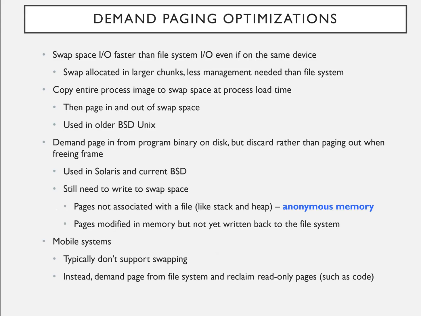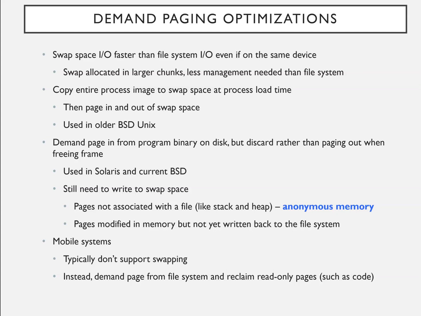So, how can we improve demand paging optimization? How can we make optimizations on it? Well, if we use specialized swap space I/O instead of normal system I/O, it can be faster. Basically, it allows you to allocate larger chunks and not have to deal with directories or pathing. One other thing is you could copy the entire process image to swap space at process load time, so that way you can page in and out of swap space. Older Unix used to use this.